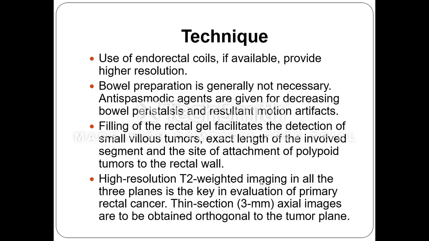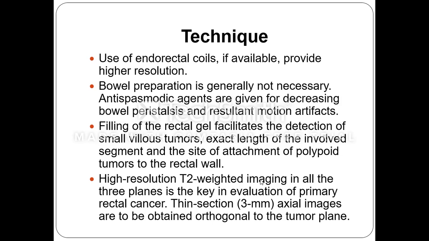The technique: one can use the endorectal coils if available. Bowel preparation is generally not required. Antispasmodic agents are usually given for decreasing the bowel peristalsis and resulting motion artifacts. If there is a known small villous tumor, using the rectal gel can be advantageous. Also, the rectal gel can be used to see the exact length of the involved segment and the site of attachment of polypoidal tumors in case the rectal lumen is completely collapsed.